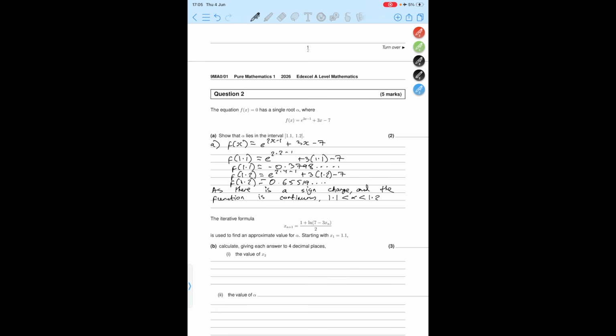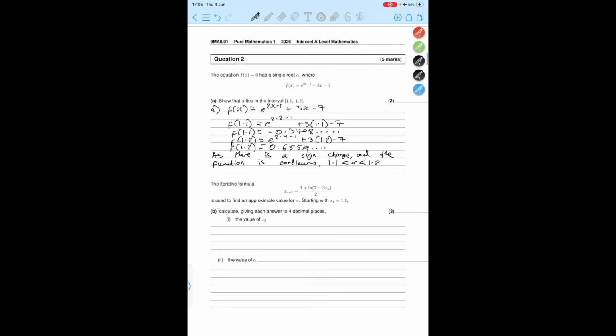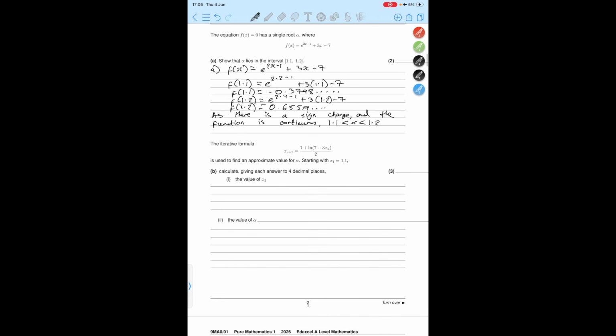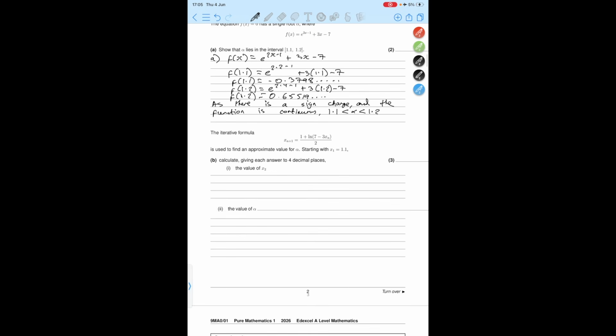Okay? So that's part A done. Now part B, so we've got our iterative formula here, and we know x1, so we just need to find x2. With these questions, it's actually quite important: don't just put it straight into your calculator. It's best that you show your working, in my opinion.